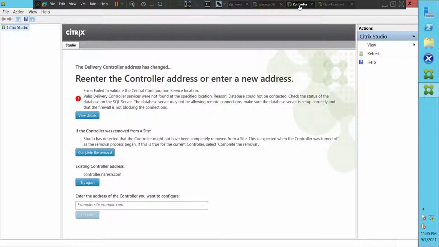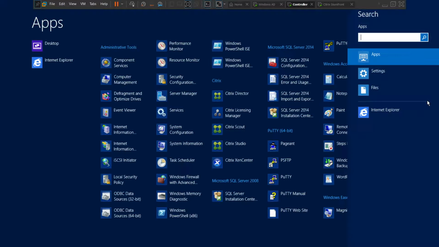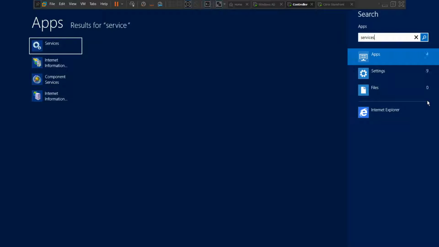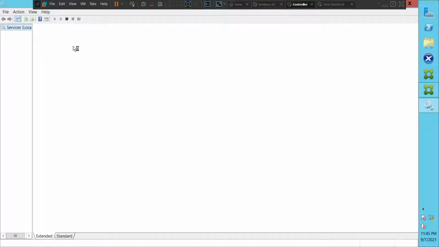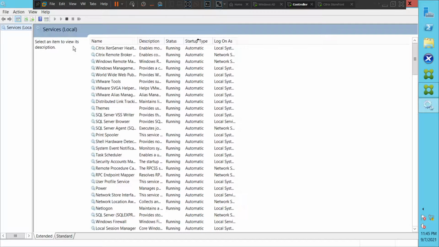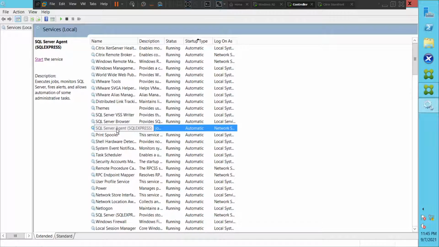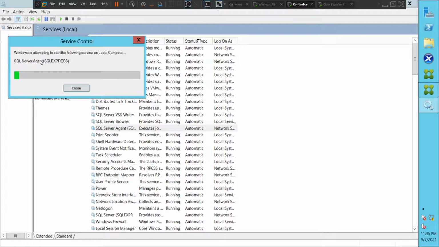Alright, I see some problem here on the controller. It says Studio has detected that the controller might not have been completely removed. Okay, it says fail to validate the central configuration service location. Check your SQL server. Okay, let me quickly go to services and see what is the status there. All right. So I see here SQL Server Agent is in stopped state. Let me try to start and see how it goes.